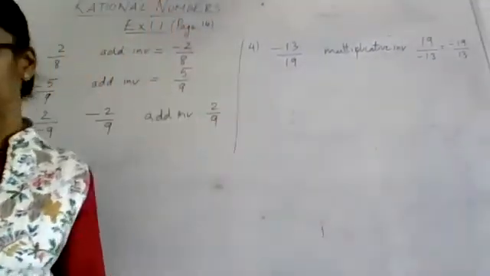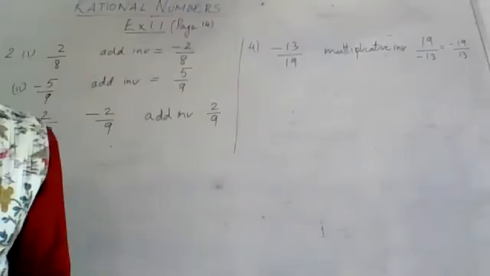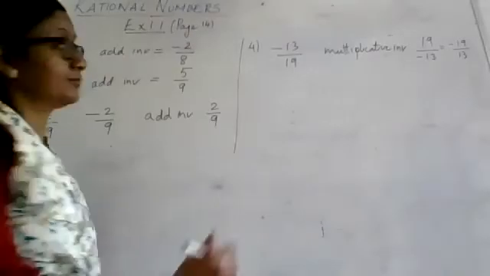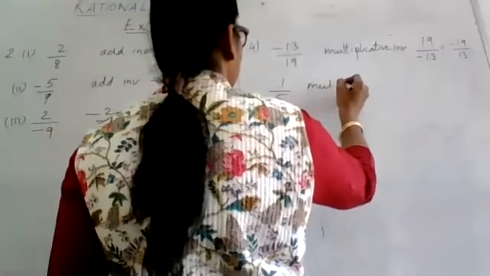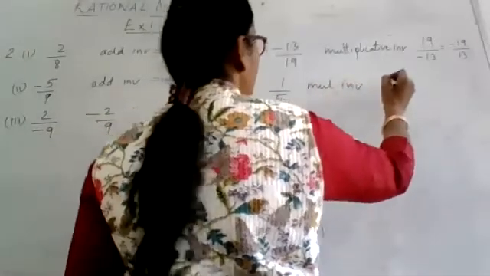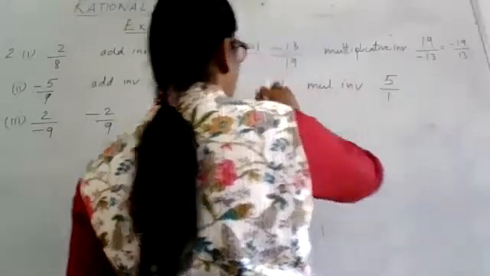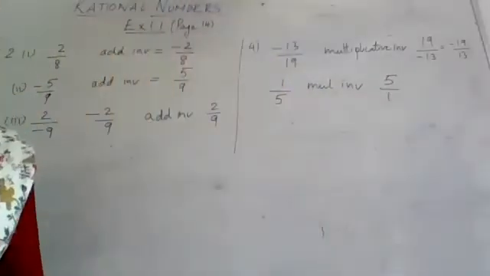Alright. Now the next one they are asking is 1 by 5. What is the multiplicative inverse of 1 by 5? So the multiplicative inverse will be 5 by 1. The numerator and the denominator are simply interchanged.